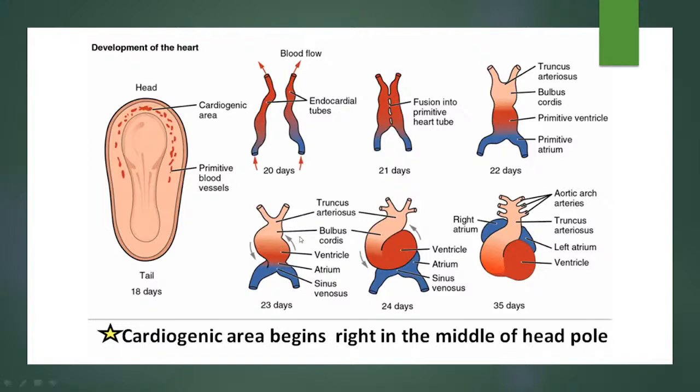Development of the heart here. The primordium of the heart forms in the cardiogenic plate, part of the splanchnopleuric mesoderm, located at the cranial end of the embryo. Cardiogenic area, cardiogenic plate.